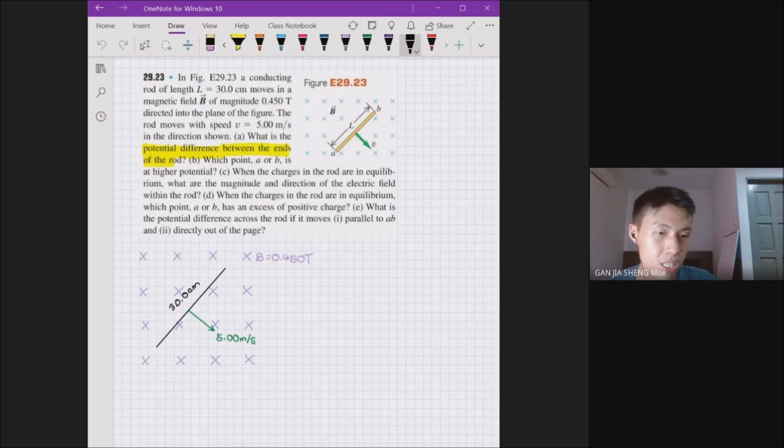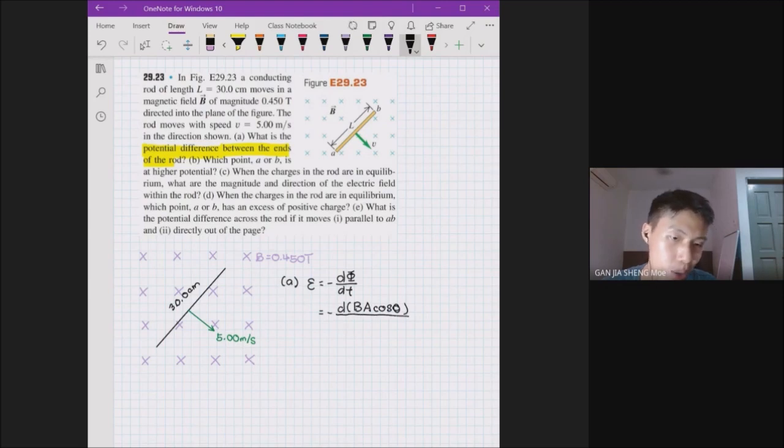So to determine the EMF, it's a simple thing. Again, EMF is equal to negative dΦ over dt. In this case, there's no number of turns, so you can straight away change it to BA cos theta. We know the magnetic field is constant, so we can bring it out. You're not changing the orientation, you're not rotating anything, so theta should be the same.